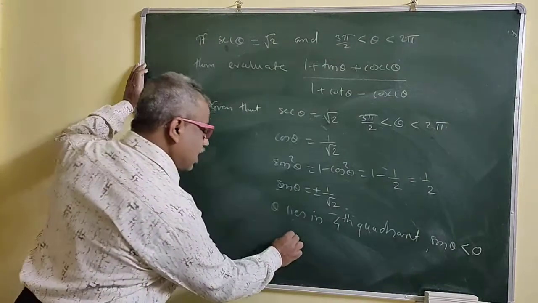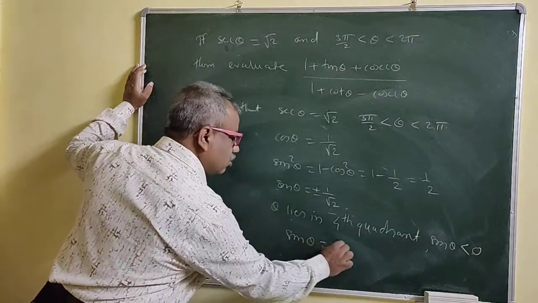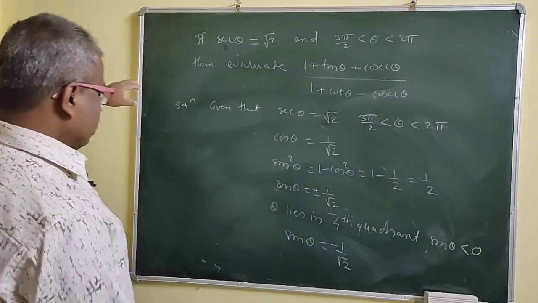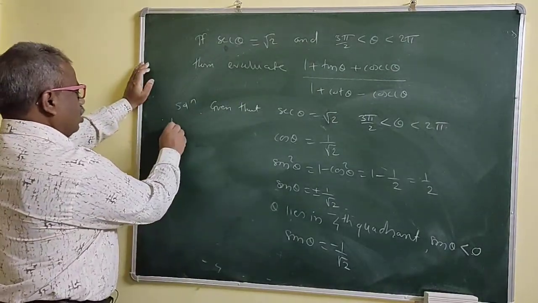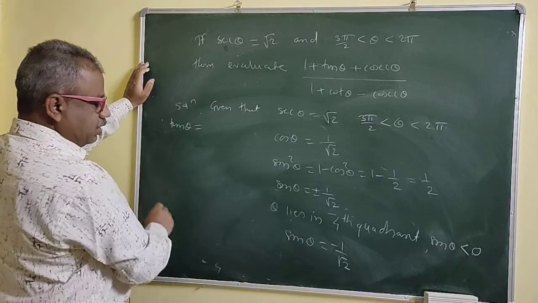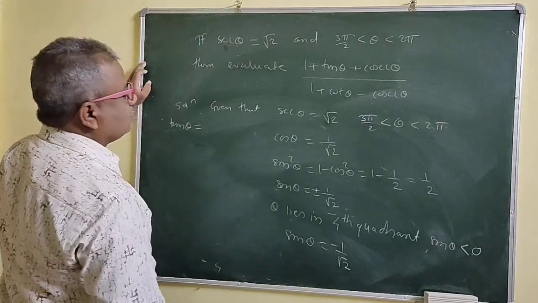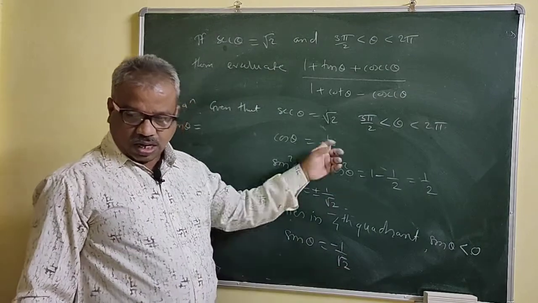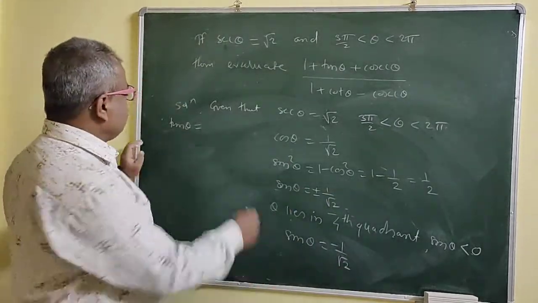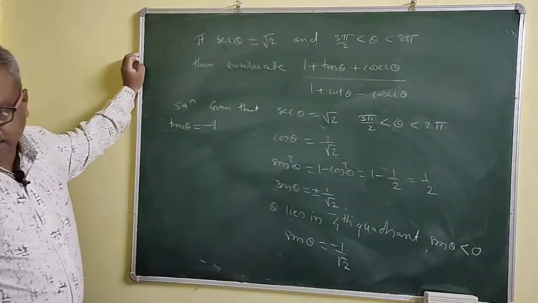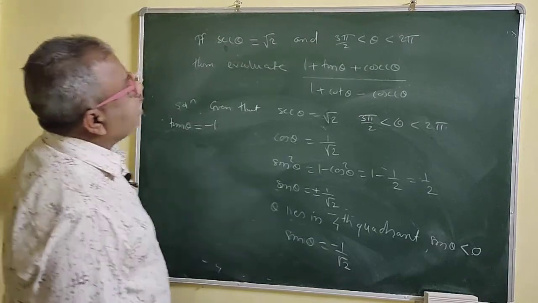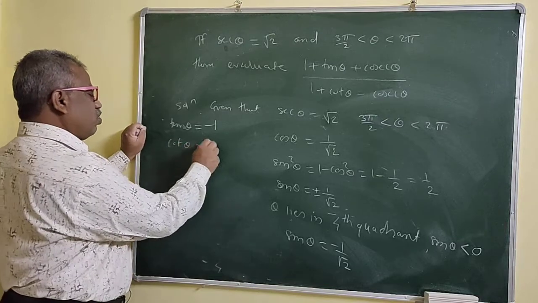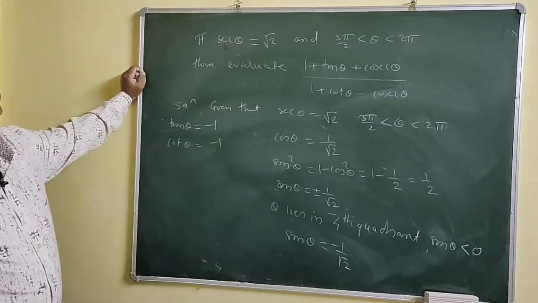Okay. So your sin theta is what then? Minus 1 by root 2. Now see what you want then? You want tan theta. So tan theta is equal to sin theta upon cos theta. Sin theta is minus 1 by root 2 and cos theta is 1 by root 2, so your tan theta is minus 1. You want cot theta also, so cot theta is the reciprocal of tan theta, so this is minus 1.